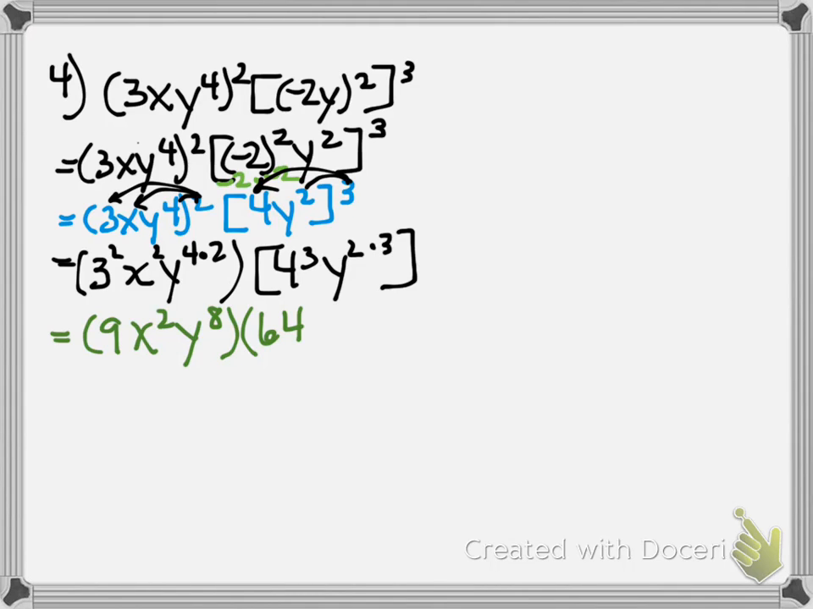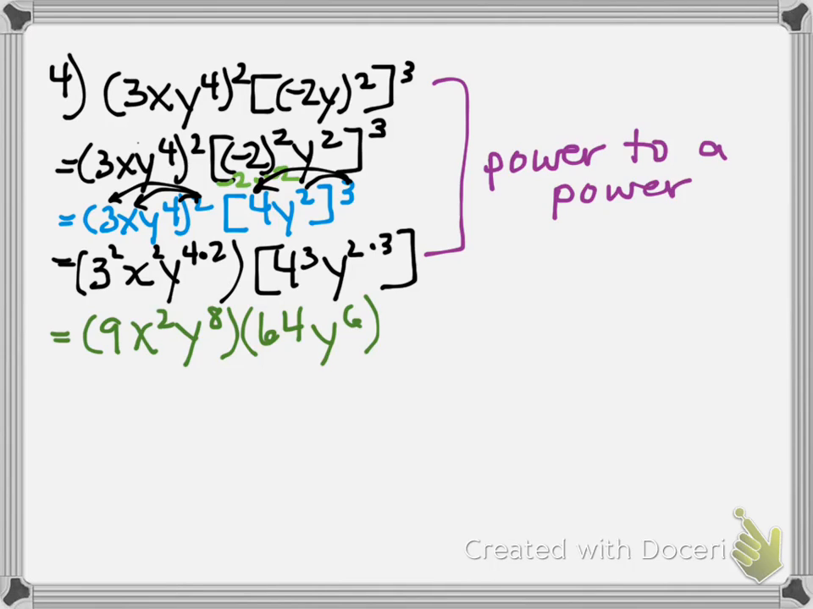So here we have y, 2 times 3 is y to the 6th. That step is not optional. Now look what we have. I have a monomial times a monomial. So far, this has all been dealing with power to a power, that rule of a to the m raised to the n gives me a to the m times n.